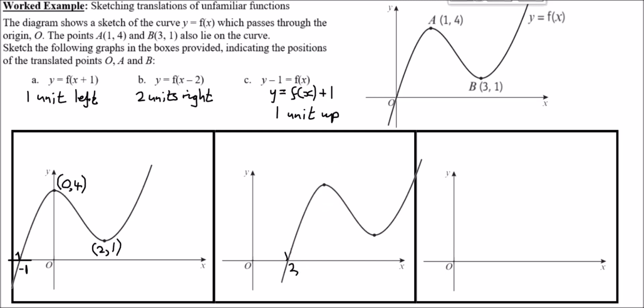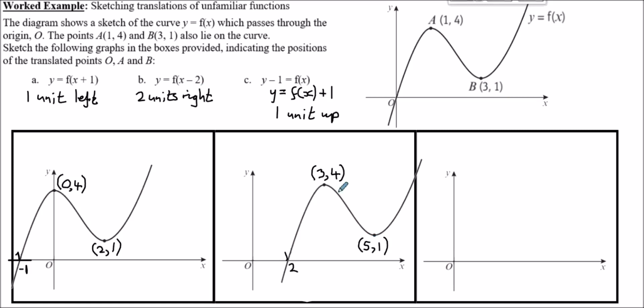That almost looks like a 3. I'm just going to correct that. There we go. This one is moved 2 units along in the x direction. So 1, 4 becomes 3, 4. And 3, 1 is going to become 5, 1 because 3 is moved 2 units along in the x direction.